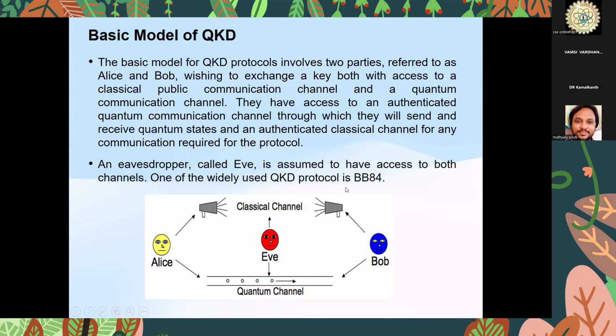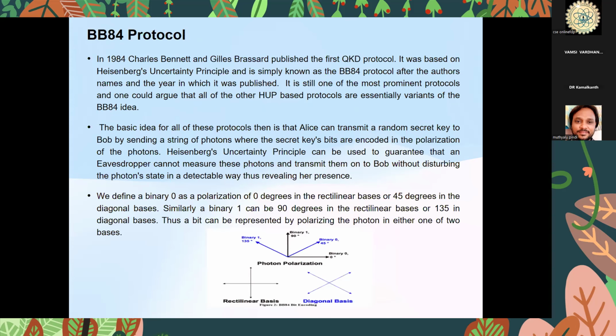One of the important quantum key distribution protocols is the BB84 protocol. In 1984, Charles Bennett and Gilles Brassard published the first quantum key distribution protocol, so it is named after them and the year: BB84. This protocol is based on Heisenberg's uncertainty principle and the no-cloning theorem. The basic idea is that Alice can transmit a random secret key to Bob by sending a string of photons, where the secret key bits are encoded in the polarizations of the photons.